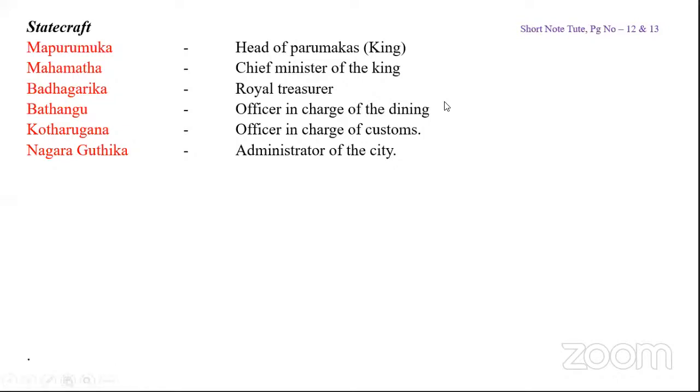But there's a question: how many lines should we write in explanatory questions? There's no limitation like that. Actually, if you are writing under 2 headings, 10 to 12 lines is enough. If you're writing under 3 headings, 8 to 10 lines is enough, okay?